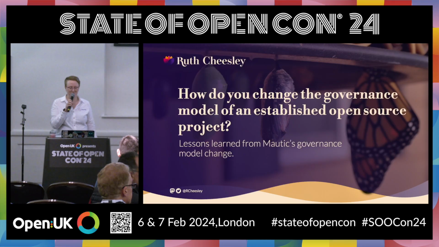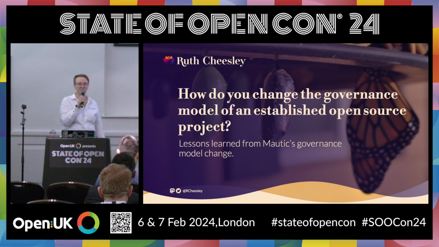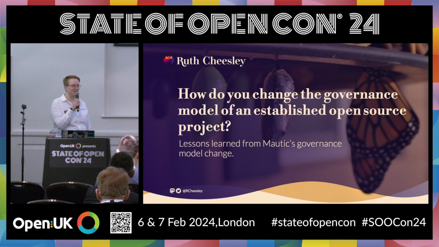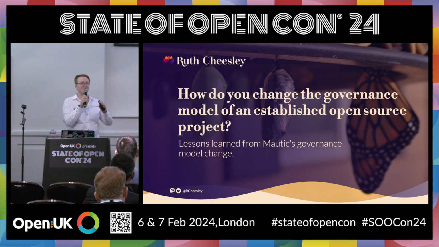Thanks for joining me. I'm going to be talking today about how you change the governance model of an established open source project. For those of you who haven't had the chance to come and chat to us on the stand today, OpenUK is an open source marketing automation project. Come and talk to me at the beers about what that means if you want to know more.